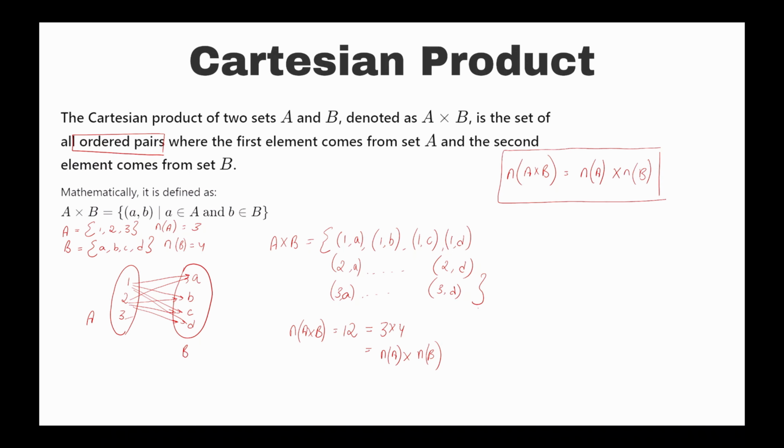Now if I was to do the reversal, let's say if I was to find B cross A, would B cross A be the same? No, it is not going to be the same as A cross B, because when we do B cross A, the elements we are going to have are a comma 1, a comma 2, a comma 3, b comma 1, b comma 2, b comma 3. Here we are considering ordered pairs. If we were considering unordered pairs, these two would have been the same. However, in Cartesian product we always consider ordered pairs. That is why B cross A can never be equal to A cross B.